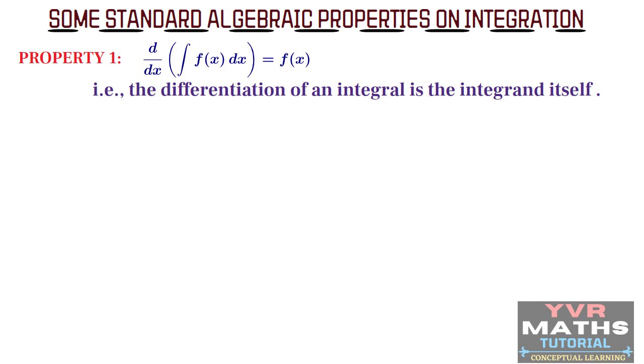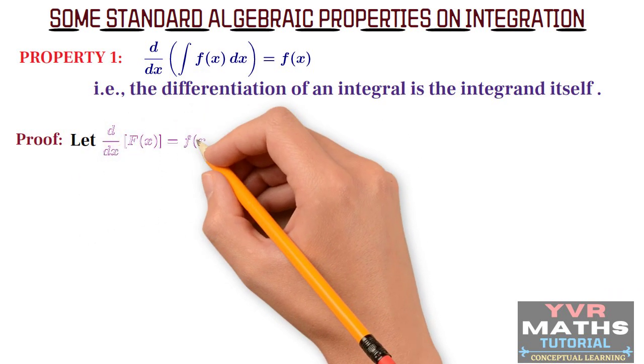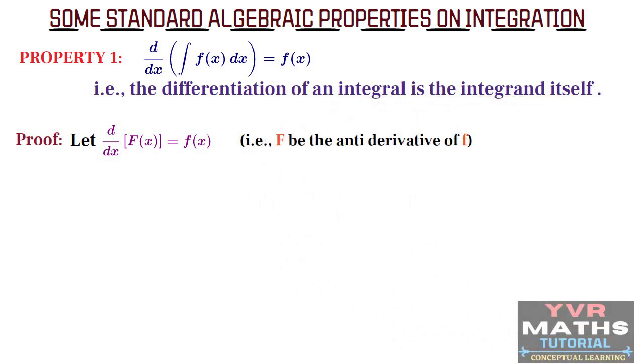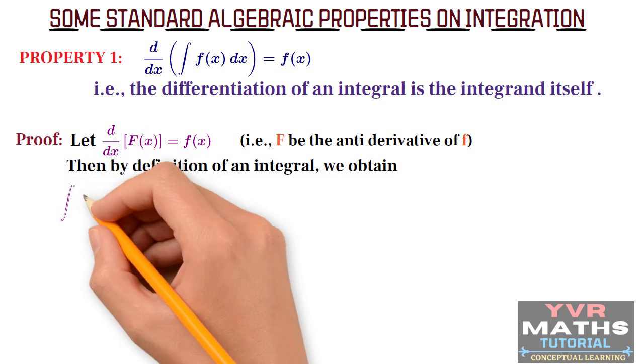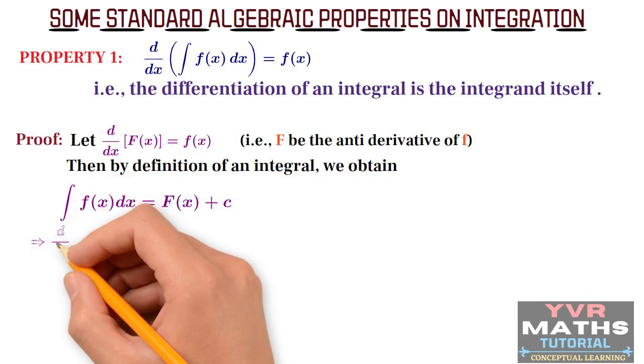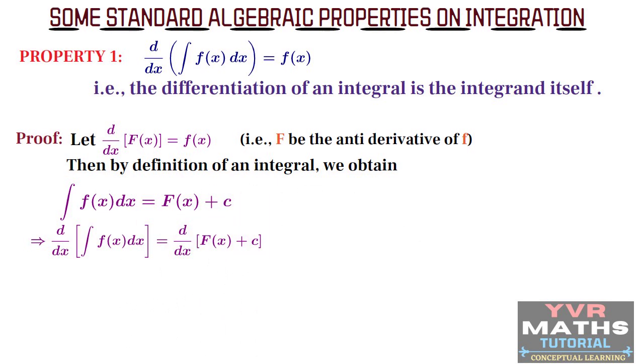Let us discuss the proof of this property. Let us consider the derivative of capital F is small f. Then what can we say? Capital F is the antiderivative of small f. Then by the definition of integral, how can we write this? Integral small f of x dx is equal to capital F of x plus c. If we differentiate this equation on both sides with respect to x, then d by dx of integral small f of x with respect to x is equal to d by dx of capital F of x plus c.